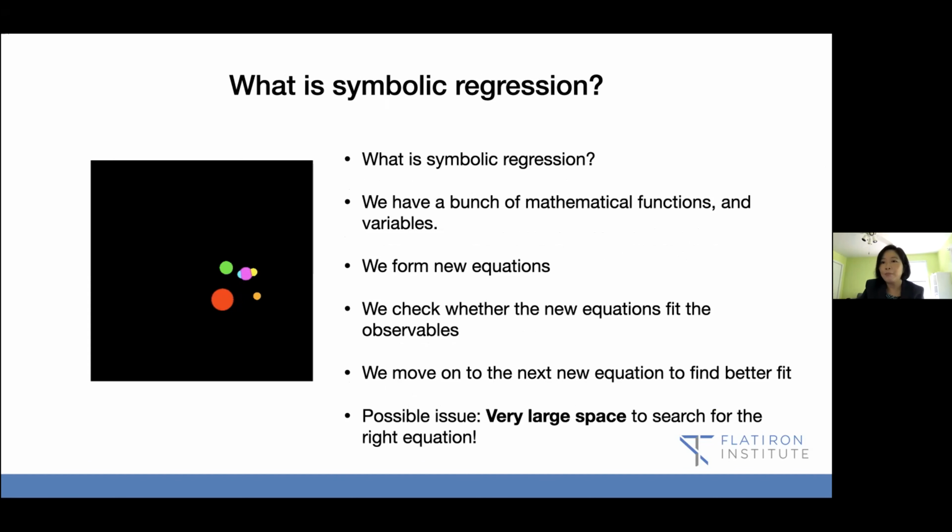So what is symbolic regression? We have a bunch of mathematical functions and variables. We form new equations, and then we check whether these new equations fit the variables, and then we move on to the next equation to find better fits. Depending on which algorithm you use, how you move on to the next equation and how you search that space will depend vastly on what you're doing with the search. So this is basically a smart search through a very large space to find the right equation.